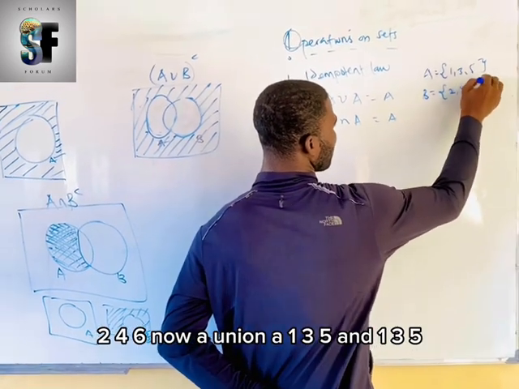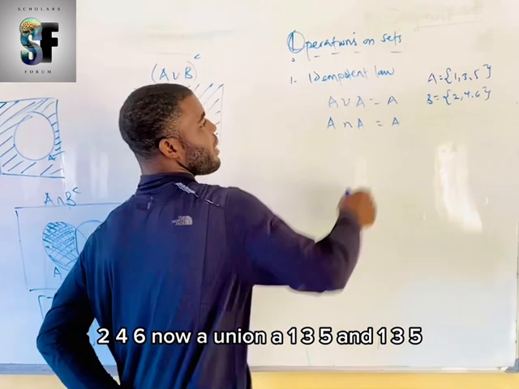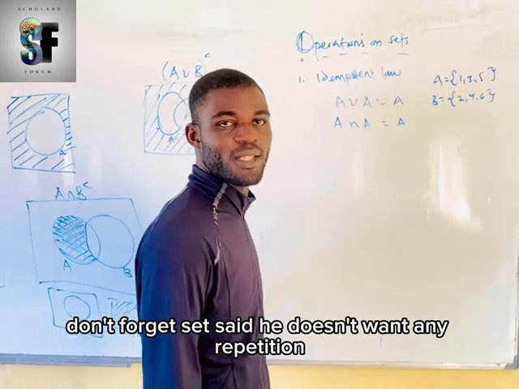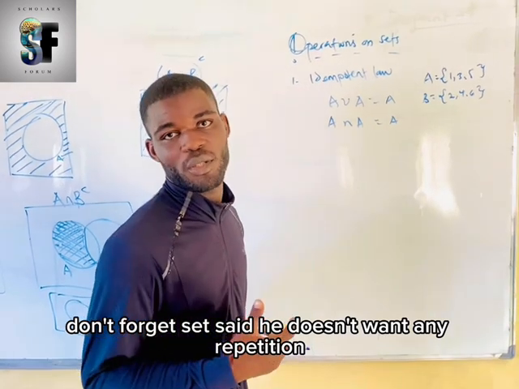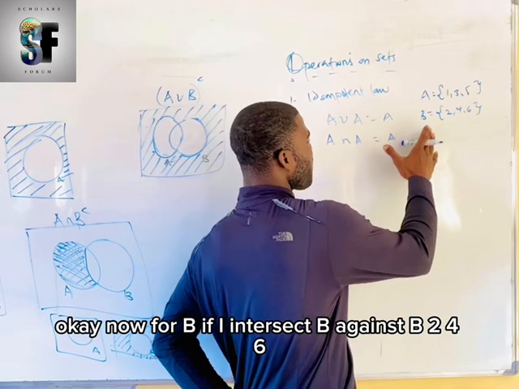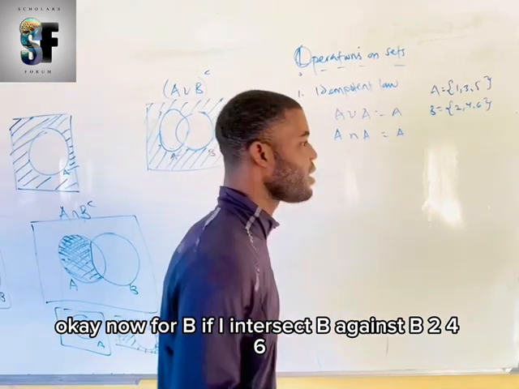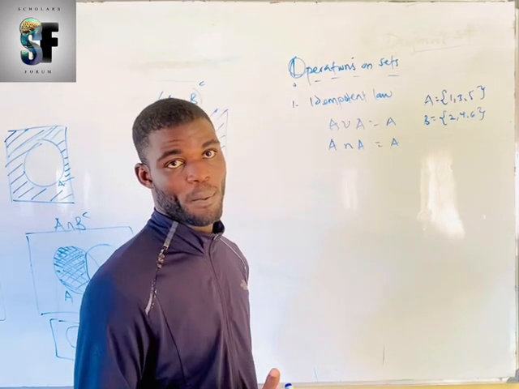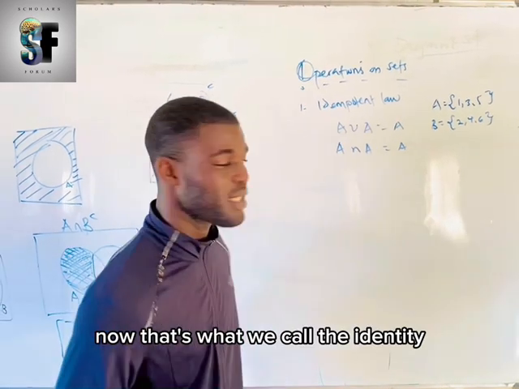2, 4, 6. Now, A union A, 1, 3, 5 and 1, 3, 5. Don't forget, a set doesn't want any repetition. So that means we'll end up having 1, 3, 5 again. Okay? Now for B, if I intersect B against B, 2, 4, 6 intersecting 2, 4, 6 is still going to give back 2, 4, 6. And that's what they call the idempotent law.